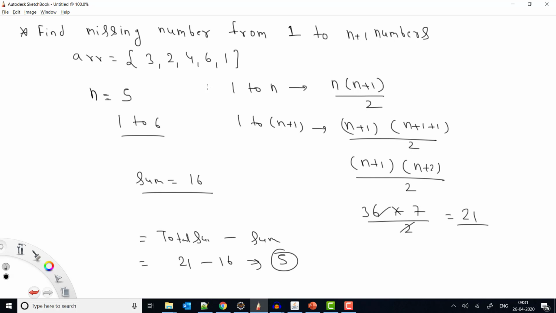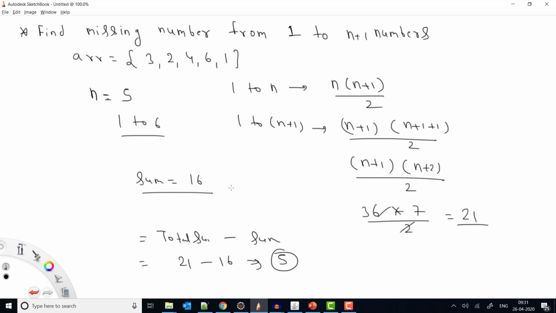Why were we able to do this? Because we know that only one number is missing, and we have the formula to calculate the sum of values from 1 to n, which is n times n plus 1, divided by 2. Here our numbers go up to n plus 1, so that is why we were able to calculate it. We have the total sum and the array sum of 16, so if we subtract, we get the missing number. So this is the one solution.